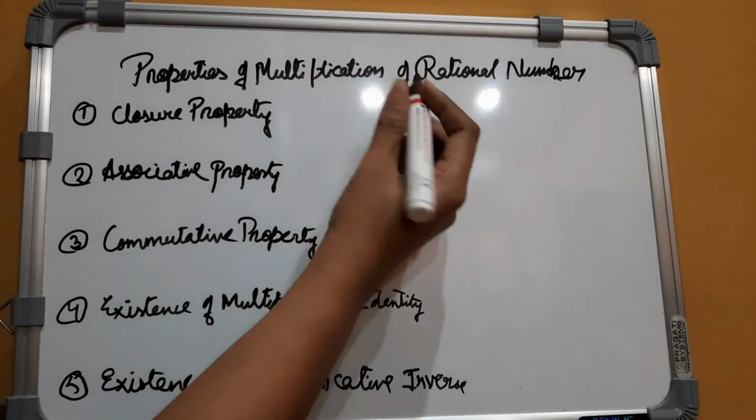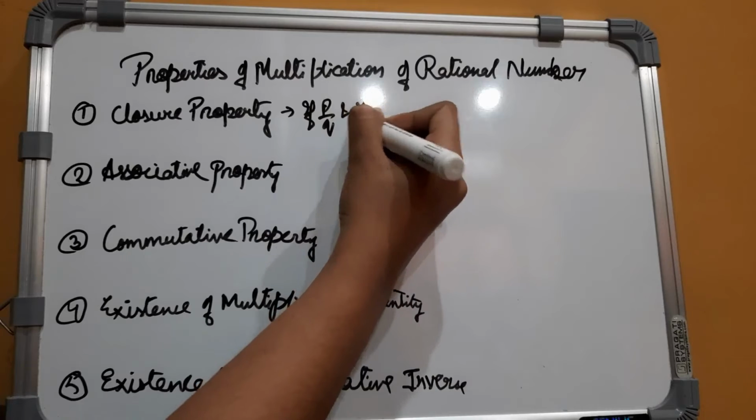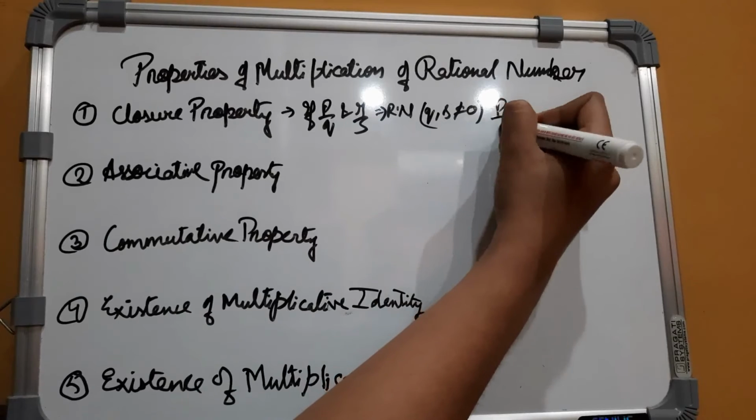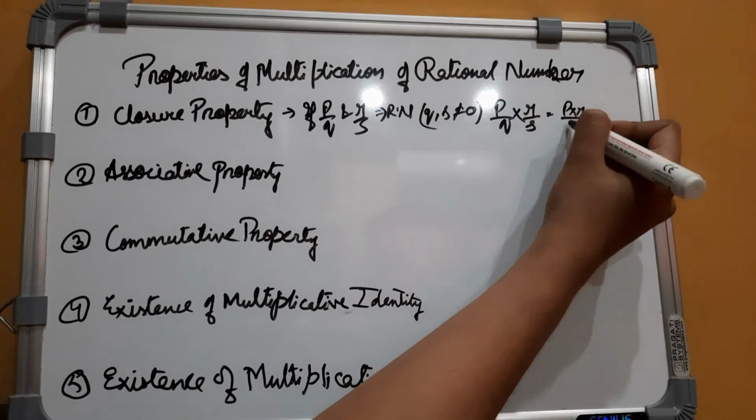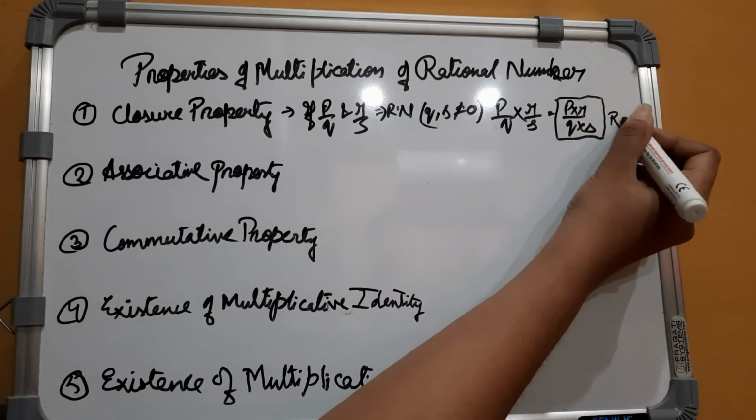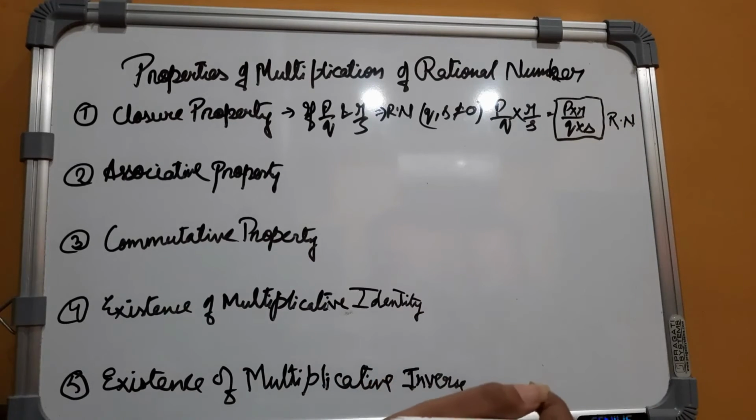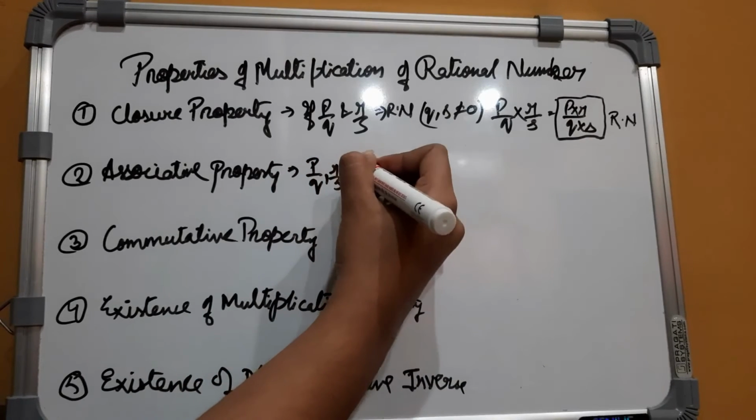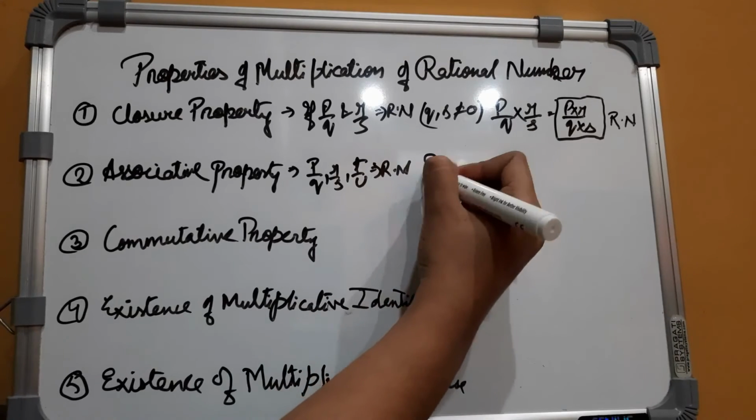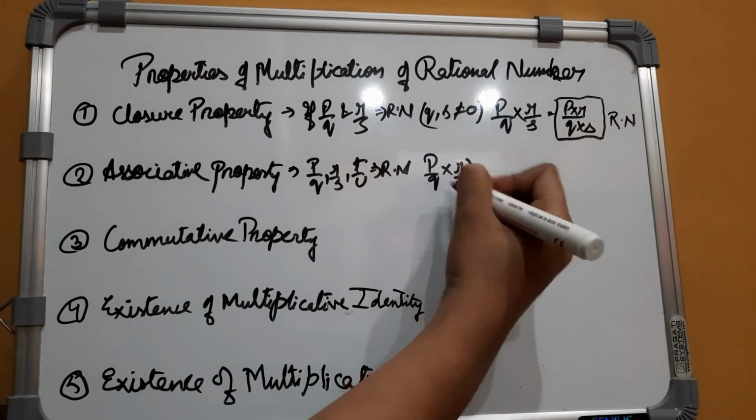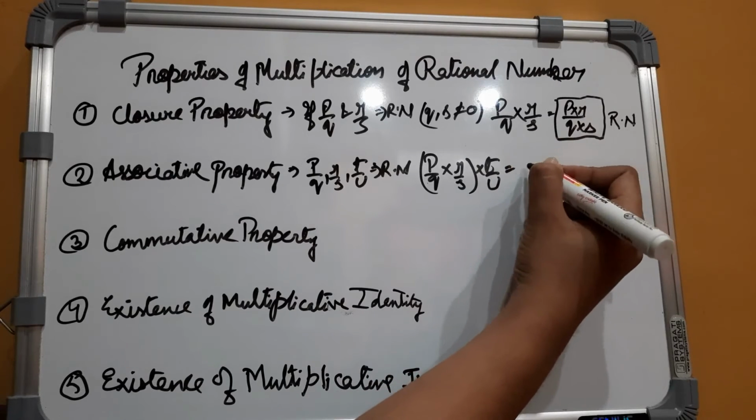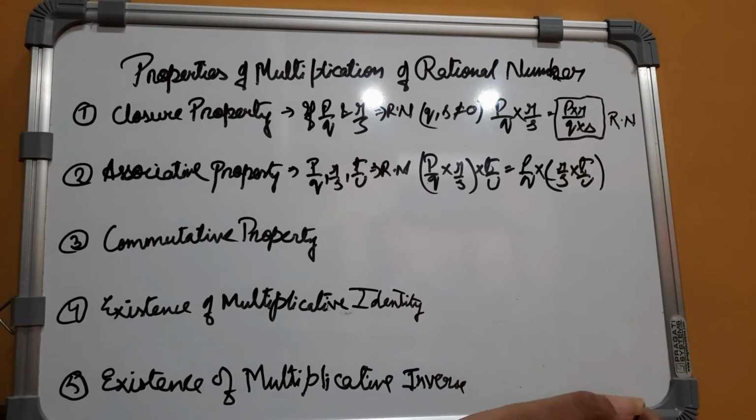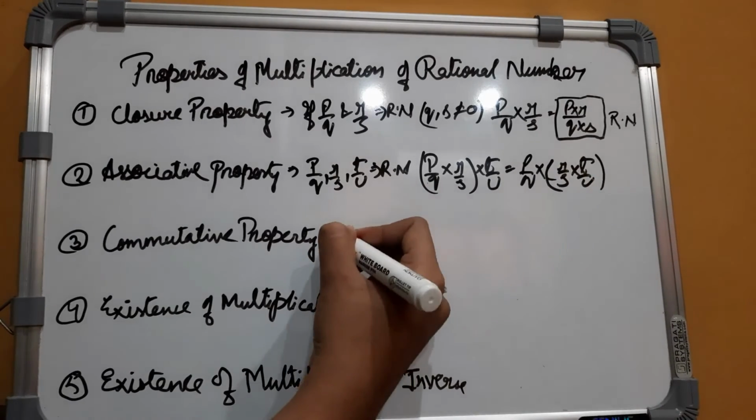Yeah. So now the first one: if two rational numbers, for example p by q and r by s, are rational numbers, then in that case p by q into r by s, whatever the result, will also be a rational number. Alright. So next, the associative property. If there are three fractions, for example p by q, r by s and t by u, then the product of the whole three, p by q into r by s, in bracket, into t by u, will be p by q into r by s into t by u.